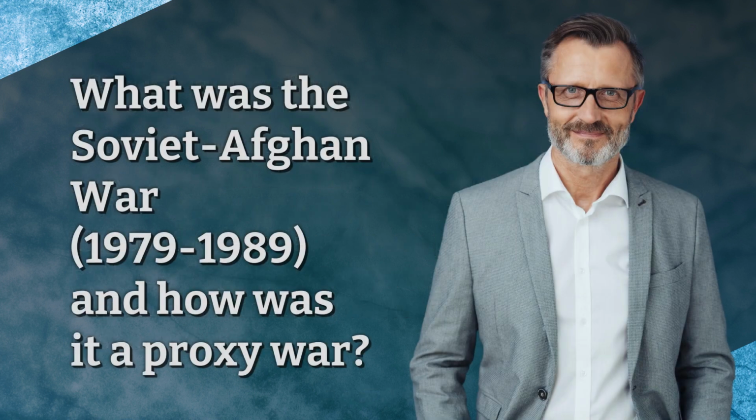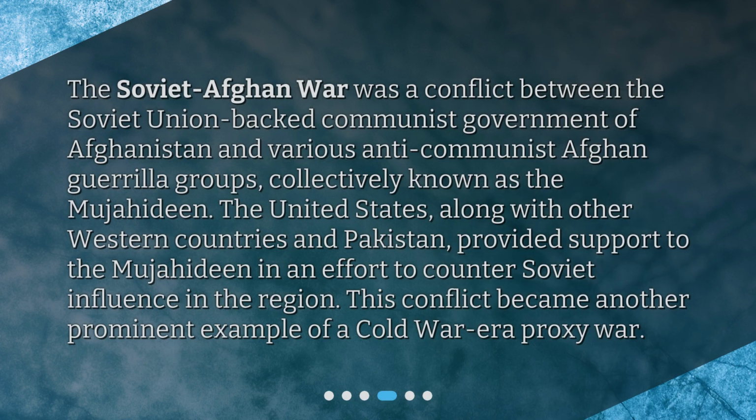What was the Soviet-Afghan War, 1979 to 1989, and how was it a proxy war? The Soviet-Afghan War was a conflict between the Soviet Union-backed Communist government of Afghanistan and various anti-communist Afghan guerrilla groups, collectively known as the Mujahideen. The United States, along with other Western countries and Pakistan, provided support to the Mujahideen in an effort to counter Soviet influence in the region. This conflict became another prominent example of a Cold War-era proxy war.